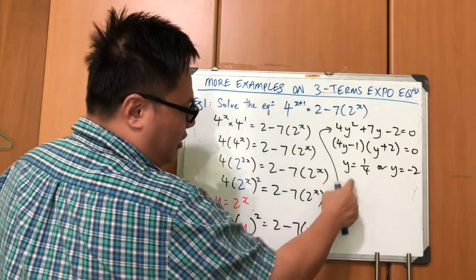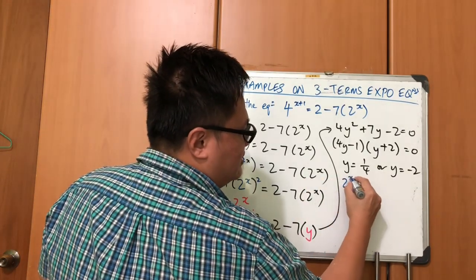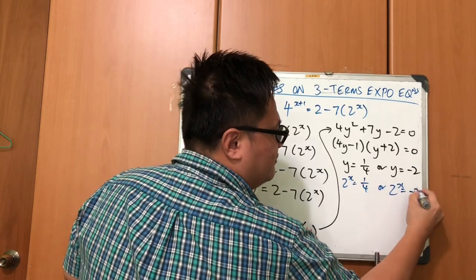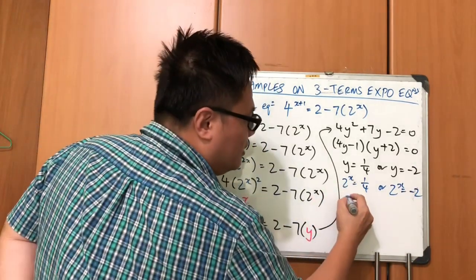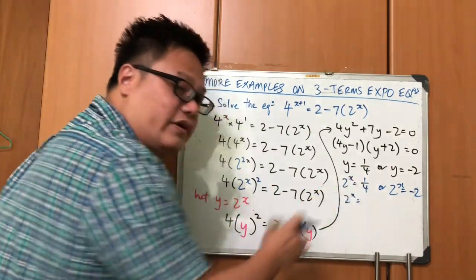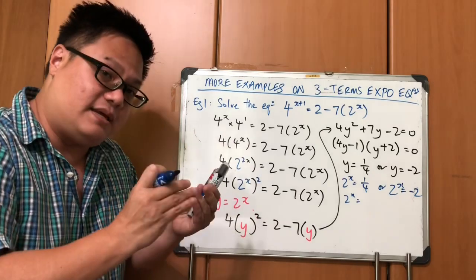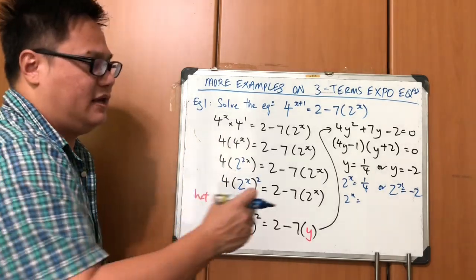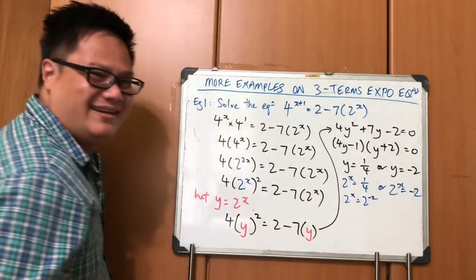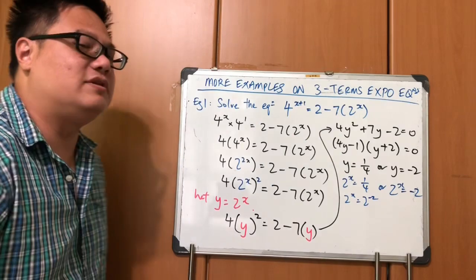How do you solve for x? What is y? y is 2 to the power x, right? So 2 to the power x equals 1 quarter, or 2 to the power x equals negative 2. Remember I talked about just now, for exponential equations, what we have learned is we make the base the same and we equate the power, when we can. So 1 quarter is actually 2 to the power of negative 2. Correct? Over here, 2 to the power x equals negative 2.